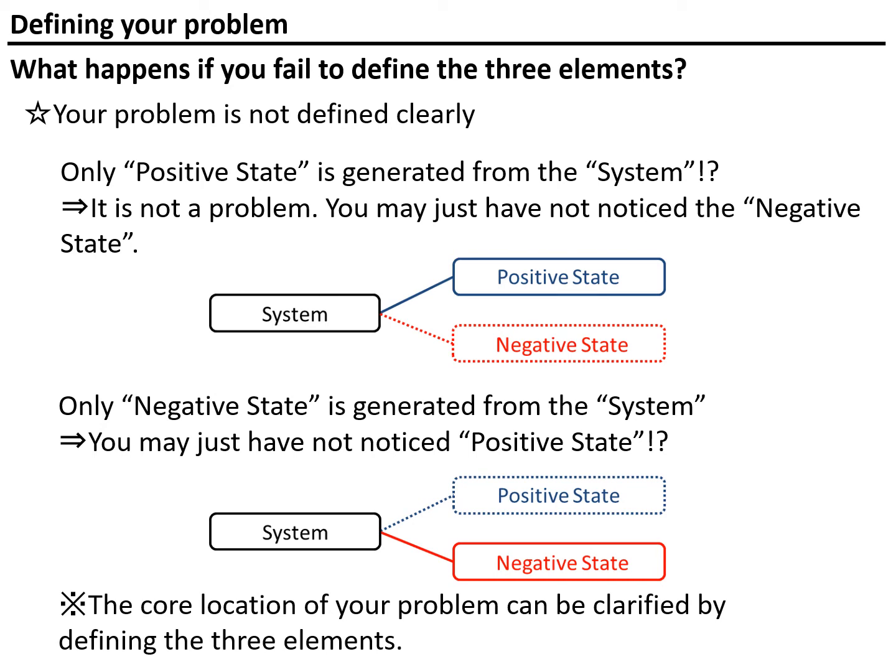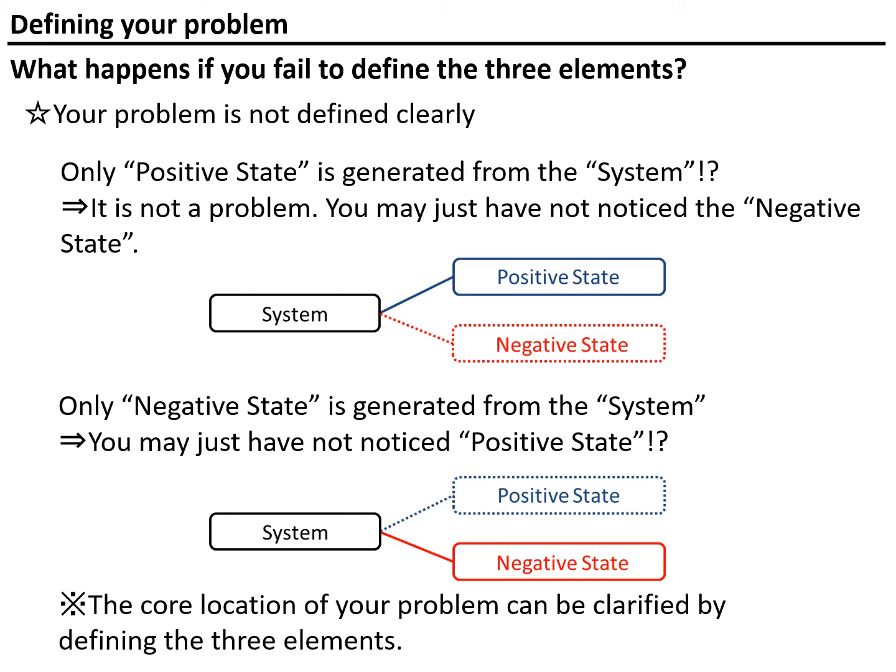Another example: what happens if you just define negative state generated from the system? You may just have not noticed the positive state in this case. Sometimes students, if I ask what's your research topic, tend to answer, my research is about this system, and what's the problem? They just answer what the negative state is. Even in their research paper, they fail to describe what the positive state of their system is.